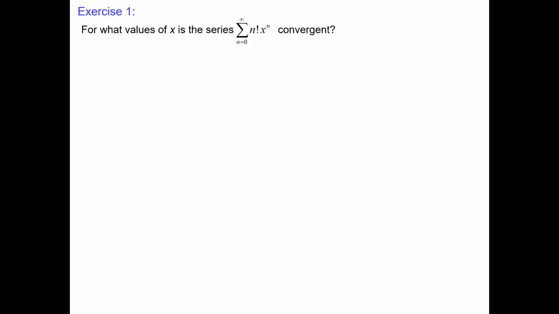But now let's solve together three exercises, 1, 2, and 3. And each of them will be slightly different. You can watch me, but later, after the session, I recommend that you solve them one more time without my help. For what values of x is the series n factorial x to the n convergent?